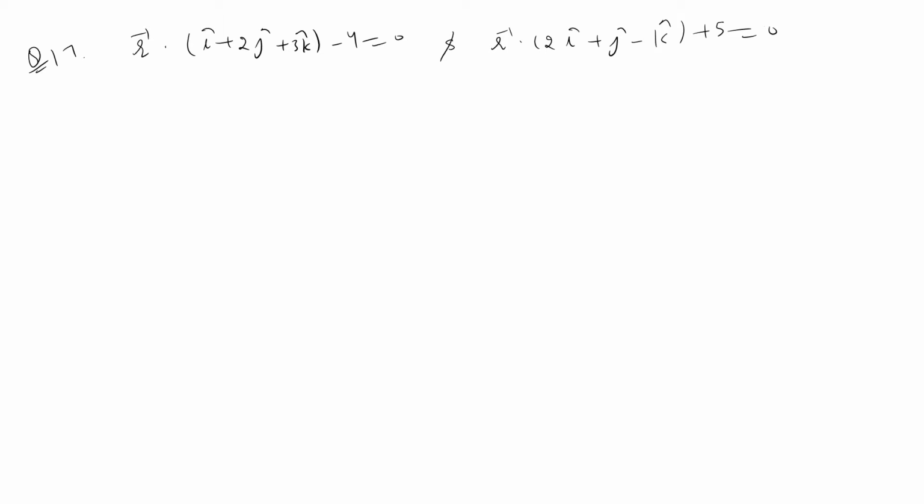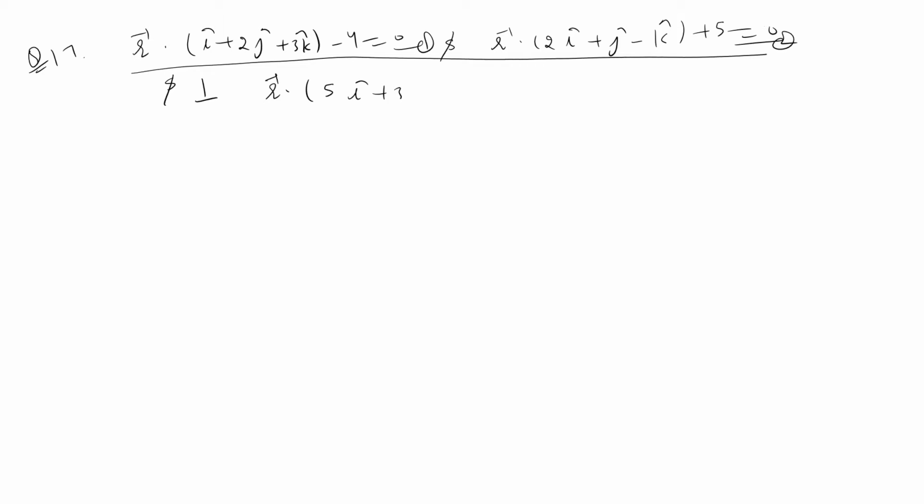Okay, and perpendicular. So one plane is passing through the intersection of these two planes, this is 1, this is 2, and is perpendicular to the plane r dot (5i + 3j minus 6k) plus 8 is equal to 0. So this is your plane number 3.